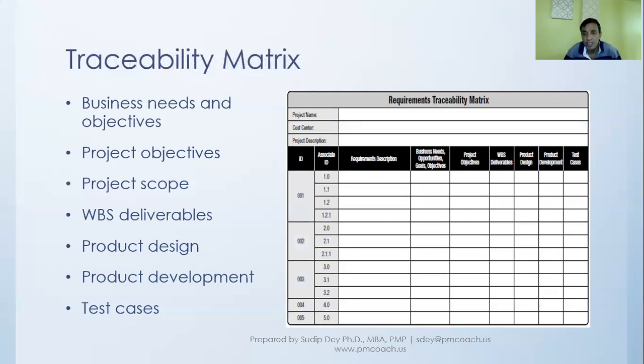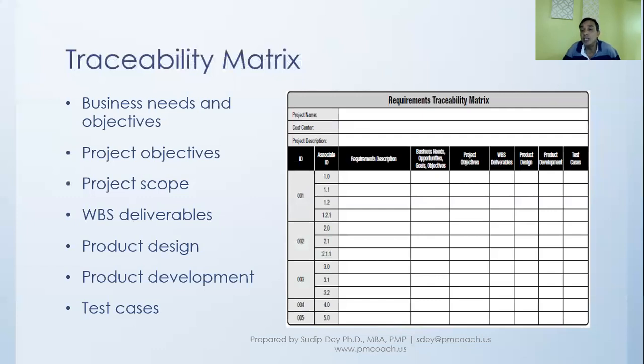You have the requirements, and as you move through the project, at each step, you will put down which components are actually addressing that requirement. For example, you put a requirements description, and then you first of all put together what business need or goal or objective this requirement comes out of, so that we know these requirements exist because of a specific need. There is a reason behind it. And what is the project objective?